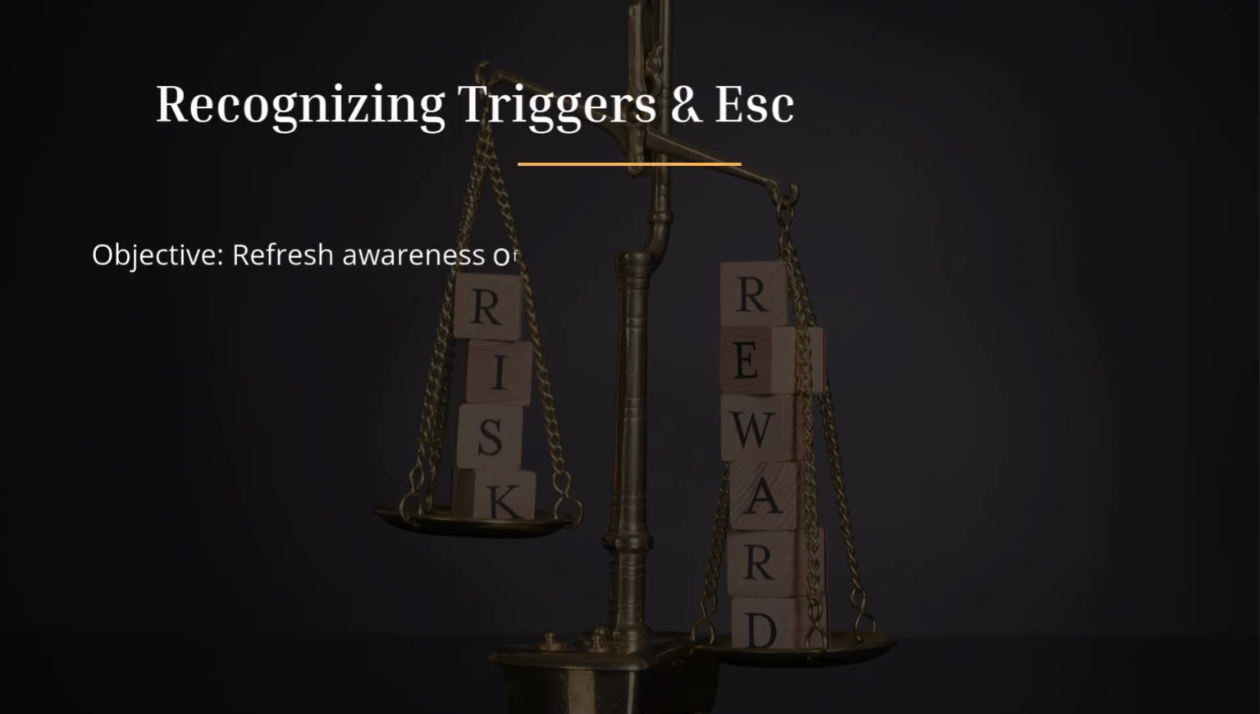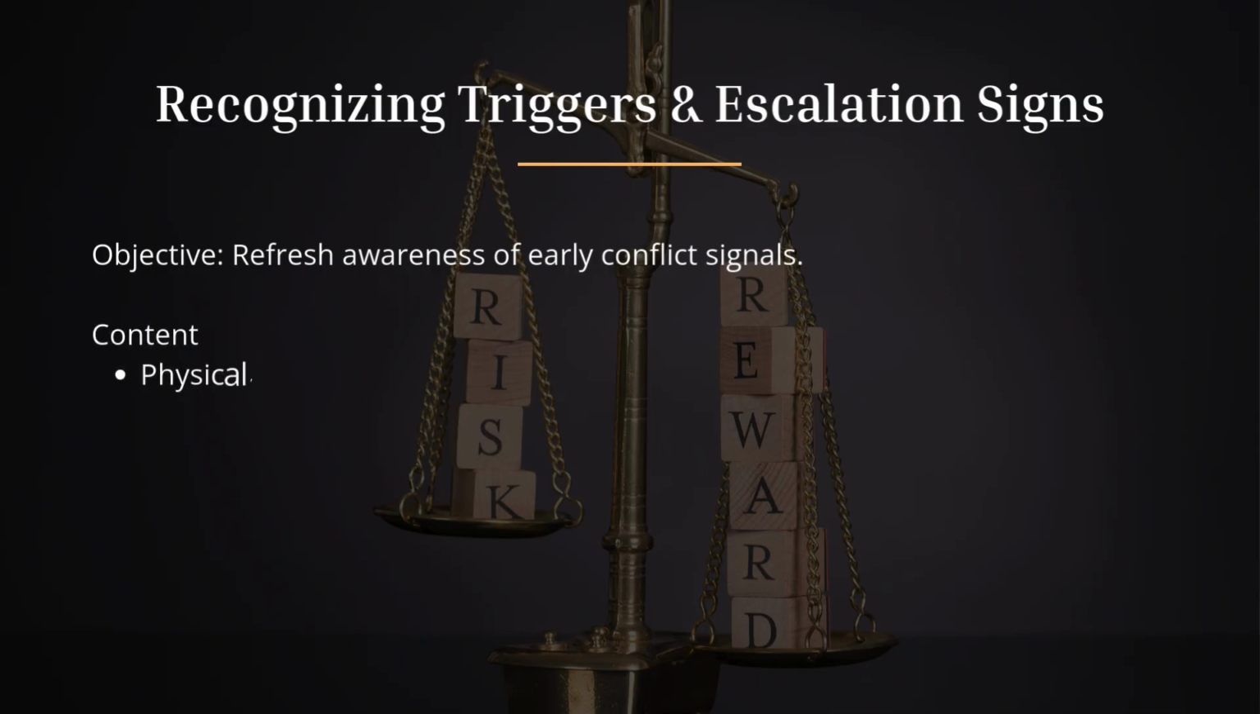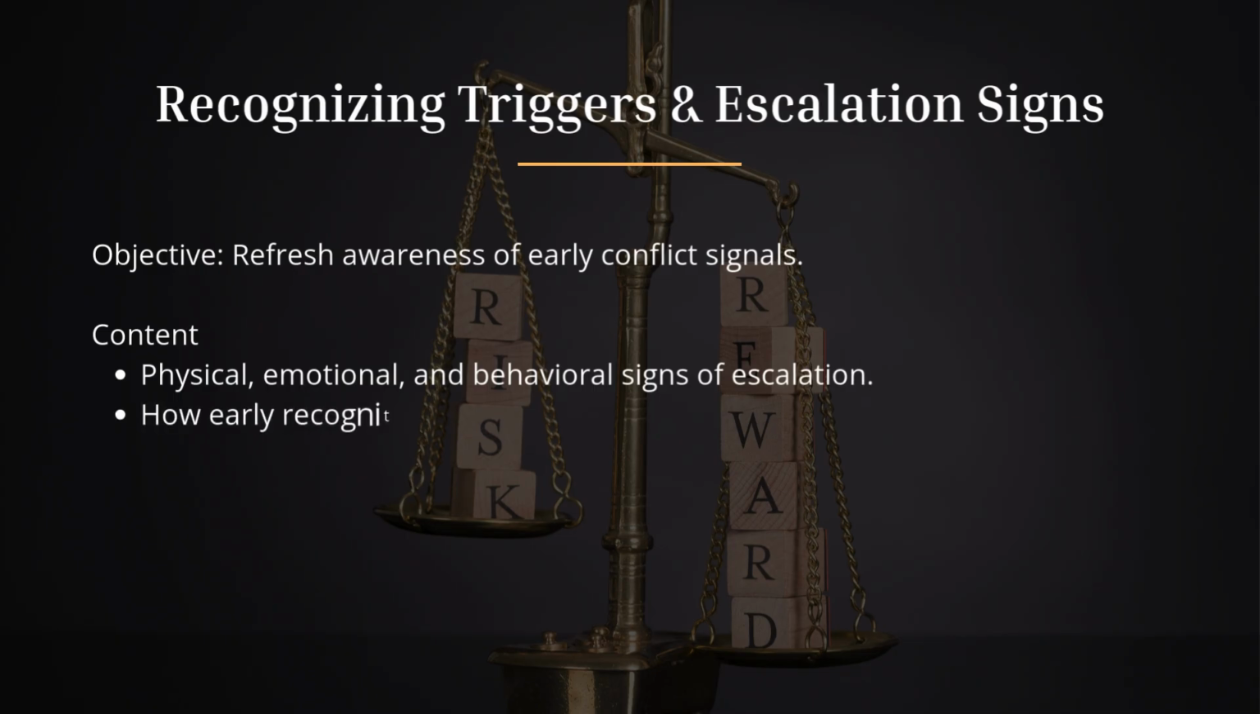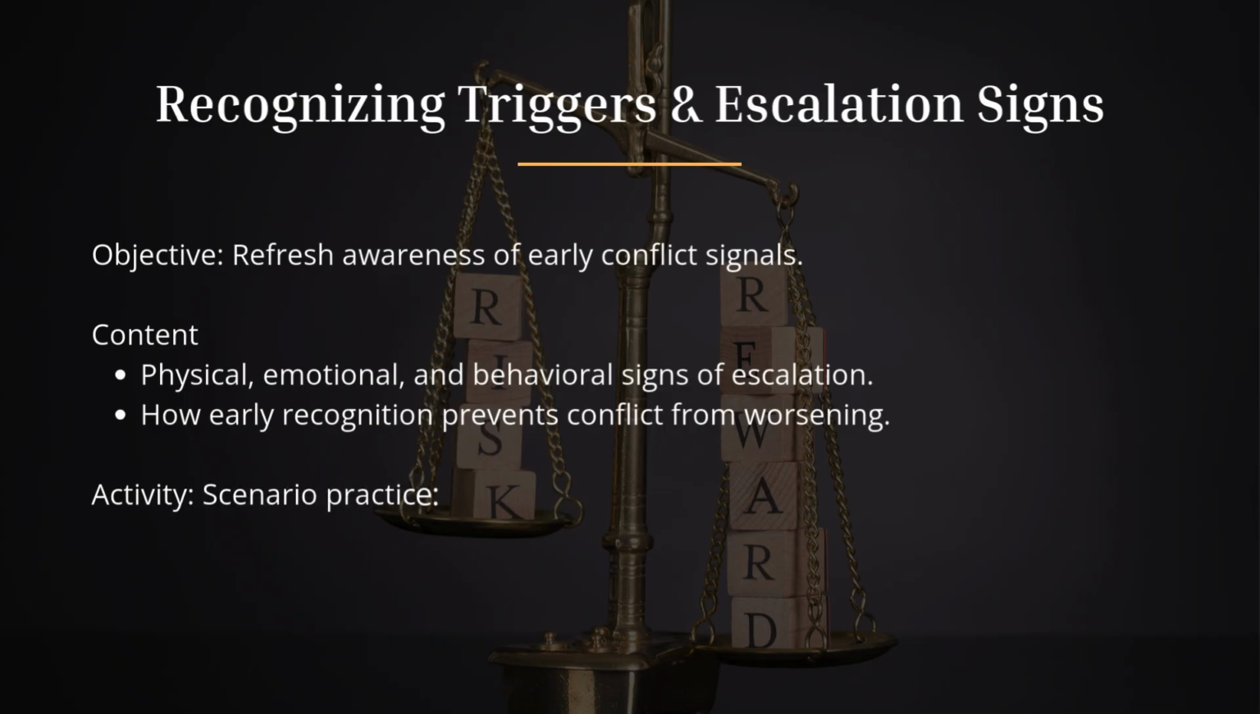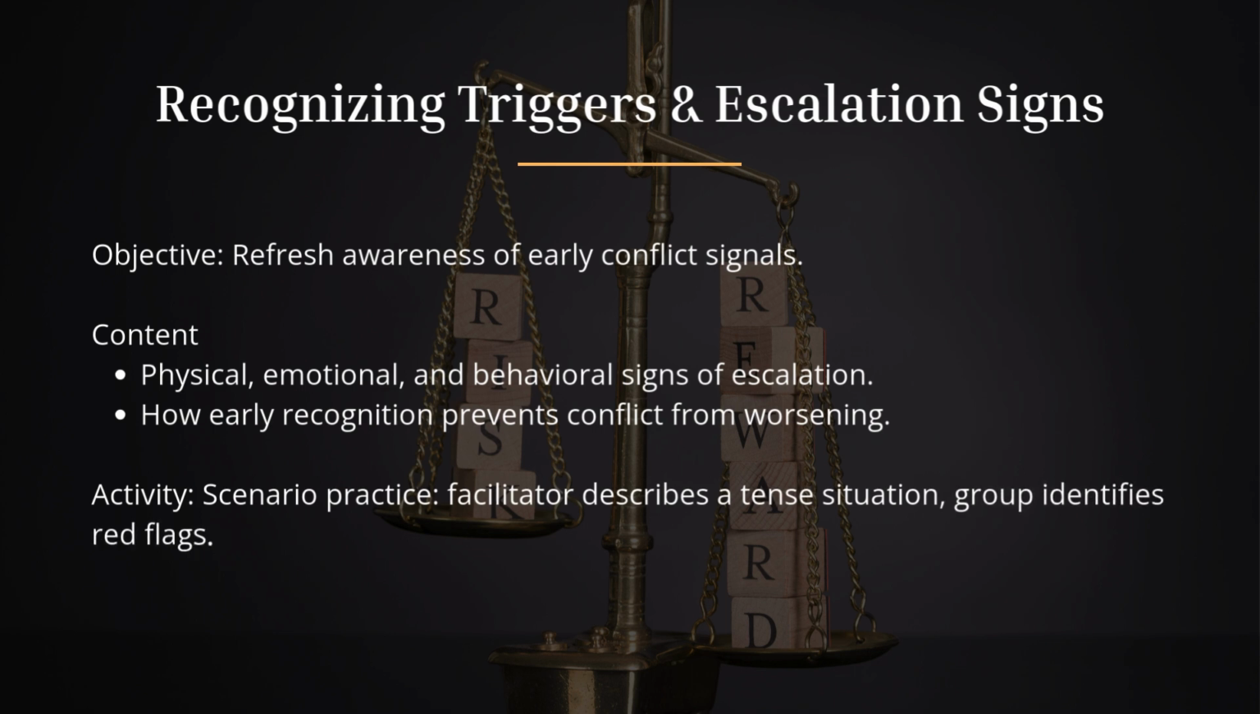Recognizing triggers and escalation signs. Objective: refresh awareness of early conflict signals. Content: physical, emotional, and behavioral signs of escalation, and how early recognition prevents conflict from worsening. Activity, scenario practice: the facilitator describes a tense situation, and the group identifies red flags.